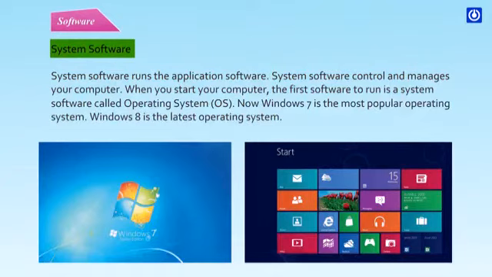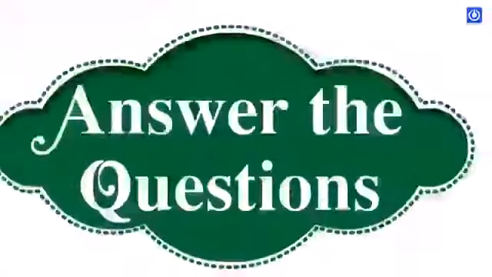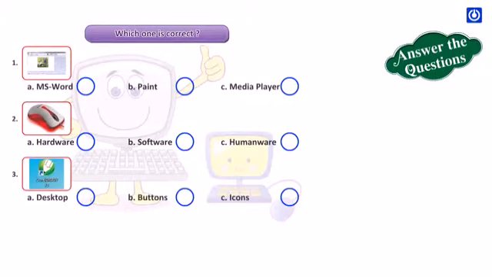Now, Windows 7 is the most popular operating system. Windows 8 is the latest operating system. Which one is correct?